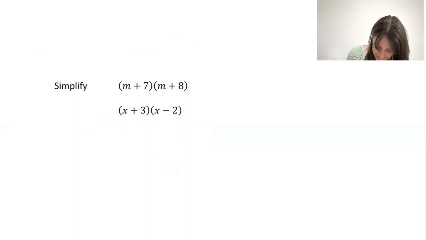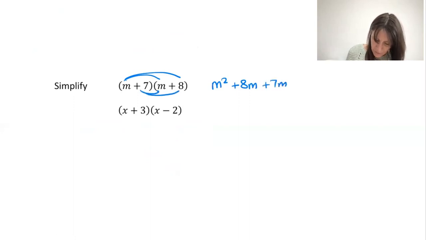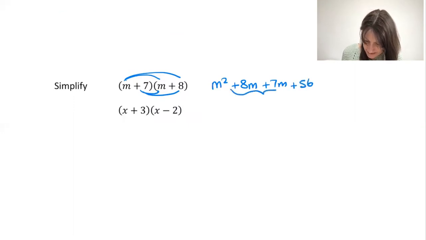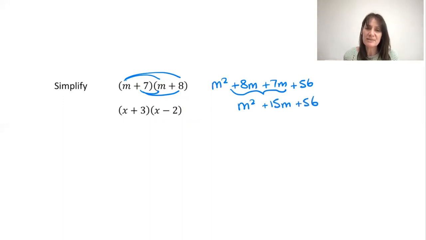Okay, so this is crab's claw. So m times m is m squared. And then we've got m times 8, it's positive 8m, plus 7m. And then don't forget your timesing, not adding. 7 times 8 is 56. Collect up the middle and you've got m squared plus 15m plus 56. That's your equivalent expression. On to the next one.